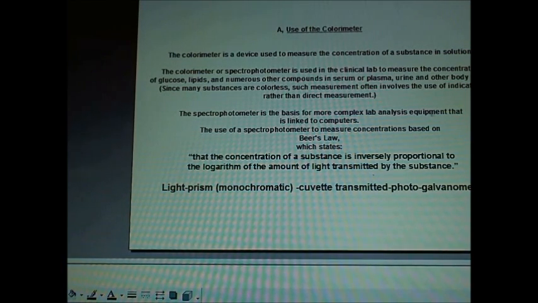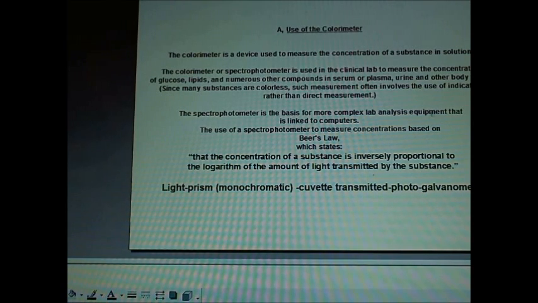The colorimeter is a spectrophotometer. It takes a light source. In order to work, it cannot use white light. It needs to break the light down into an individual wavelength. That's either done by one of three methods: you use a filter, you use a prism, or you use a diffraction grating. The ones that we have in the lab use a diffraction grating.